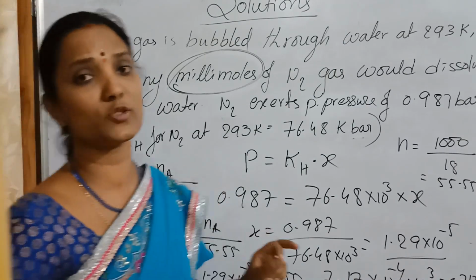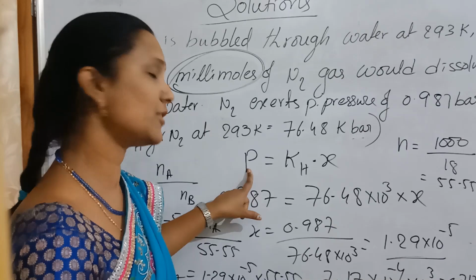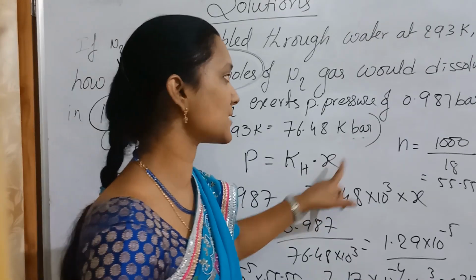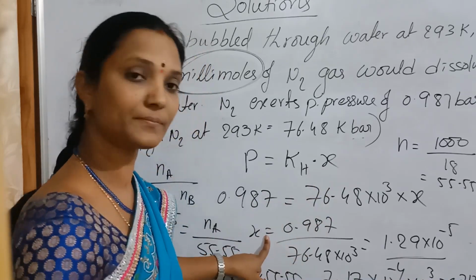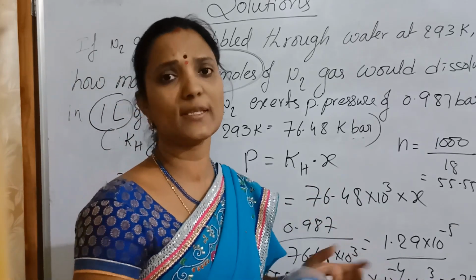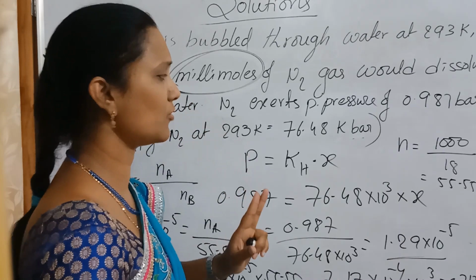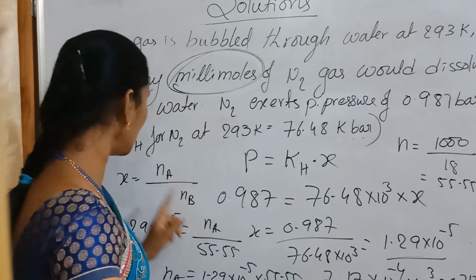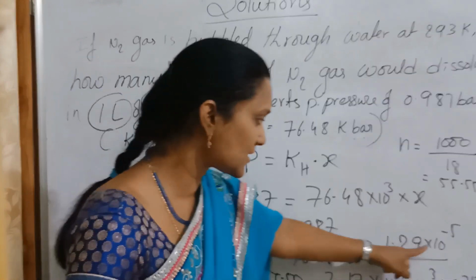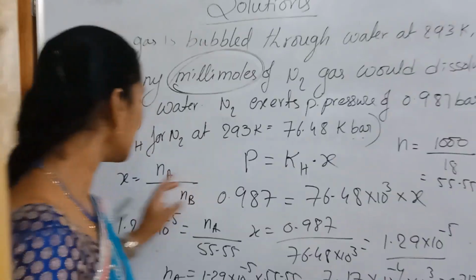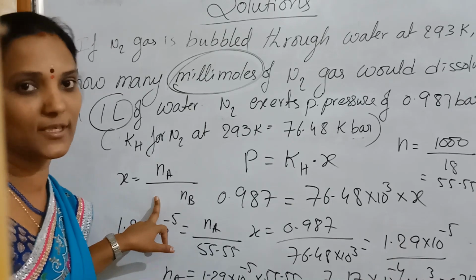That's it. Very easy to solve. Just first write that formula, P is equal to KH into X. We know the P value, we know the KH value. Just find the mole fraction. Then you check the problem. What are they asking, mole fraction or not? Not mole fraction. Number of millimoles. We know that mole fraction is equal to number of moles by total number of moles. Then you check this X value, very less. Then it is negligible. Otherwise, we should consider that definitely.